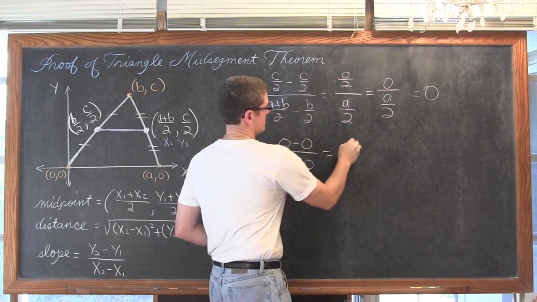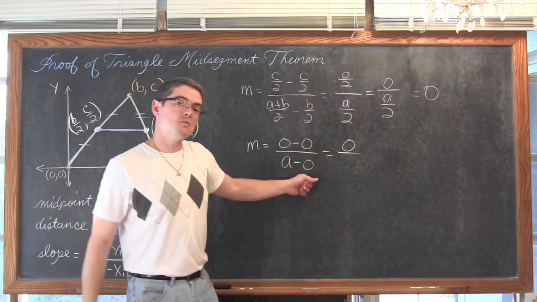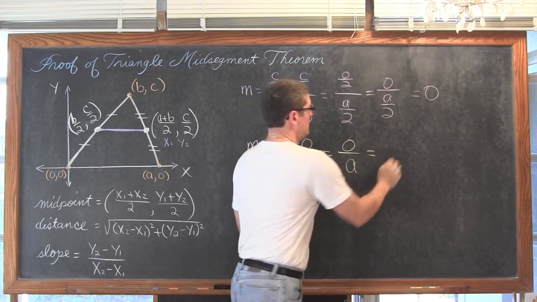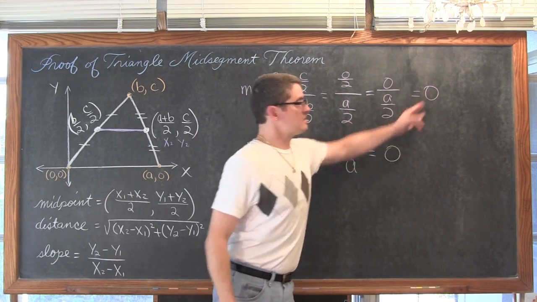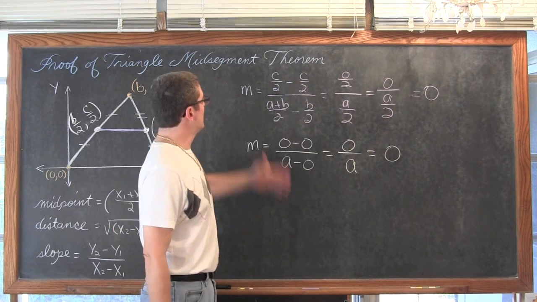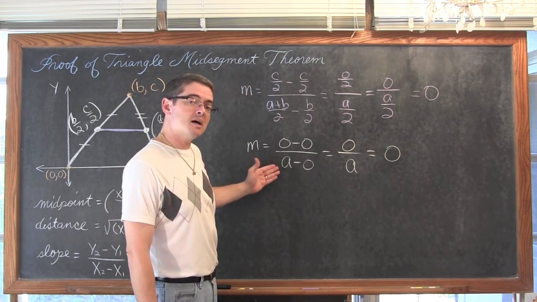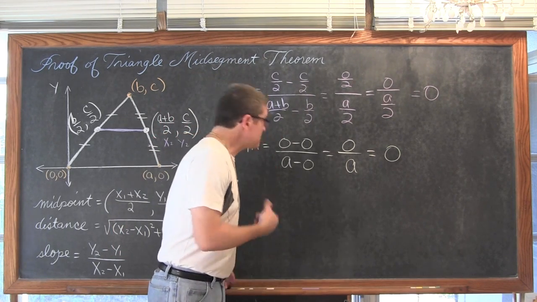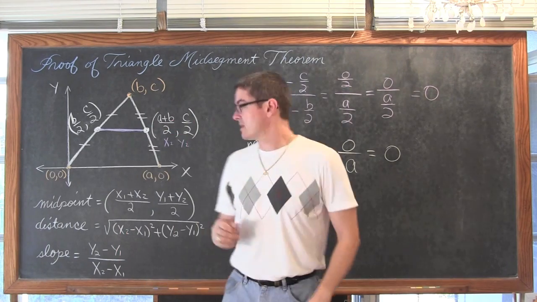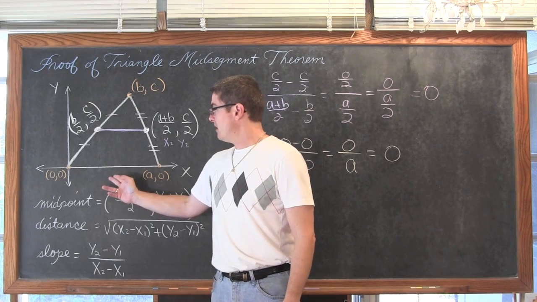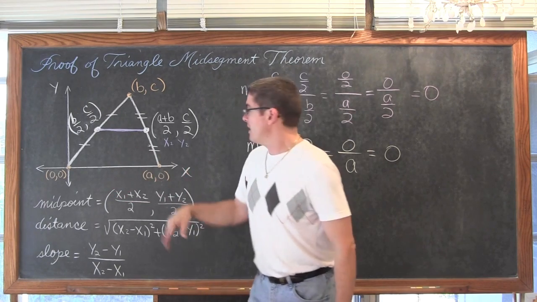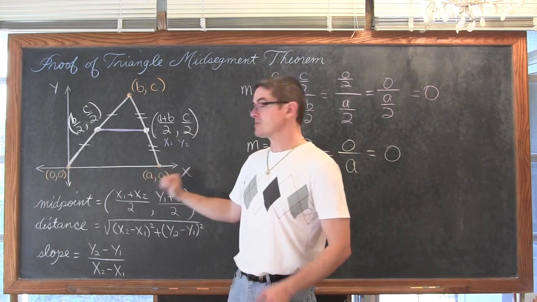We have 0 minus 0 is 0, a minus 0 is a, and oh, look at that, I got an answer of 0 again. So since my slopes are the same, my midsegment and my third side are parallel. Well, time to clear off the board again, and let's make sure that this midsegment is actually half of this third side, or that the third side is twice as long as the midsegment.